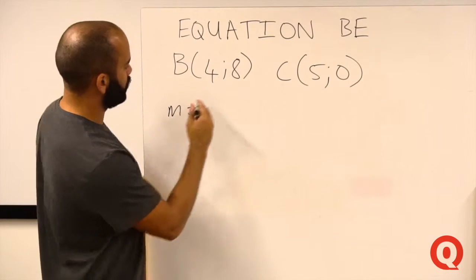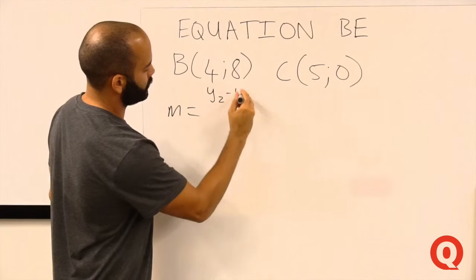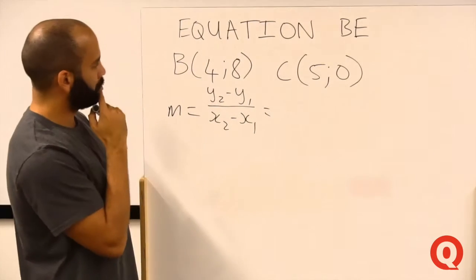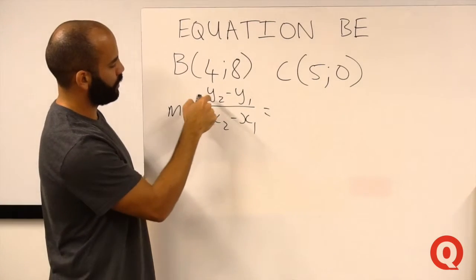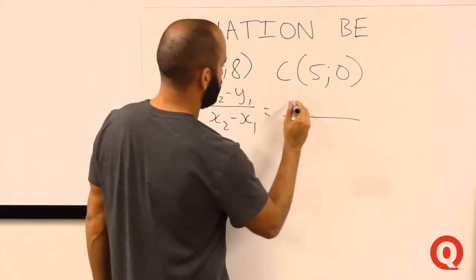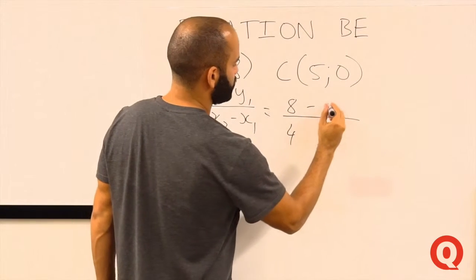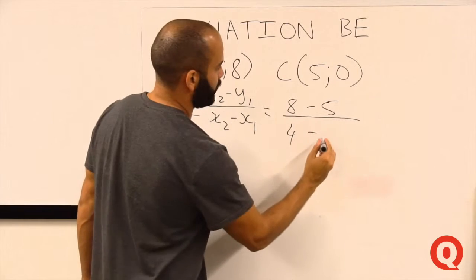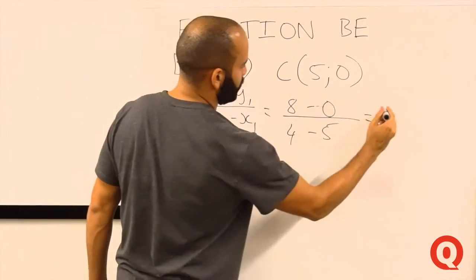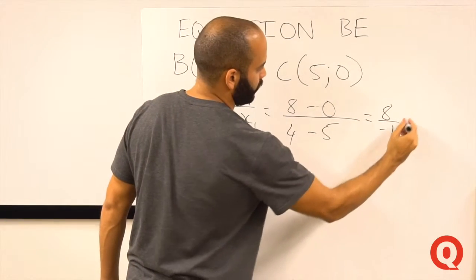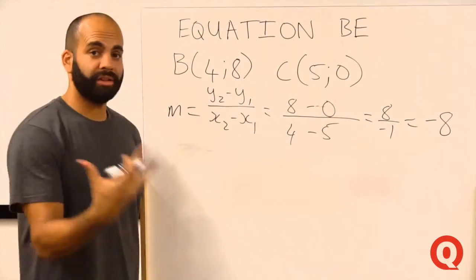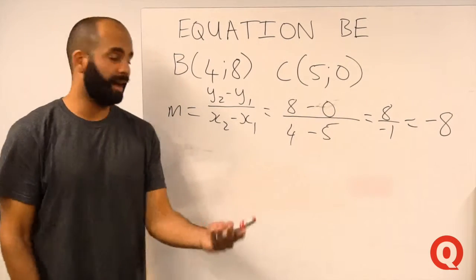M would be equal to y2 minus y1 over x2 minus x1. Let's assume that x2 and y2 is B. Substituting in those values, it would be 8 minus 0 over 4 minus 5, which would be 8 over minus 1. So the gradient would be minus 8. Now that you've got the gradient, you can find the C value.